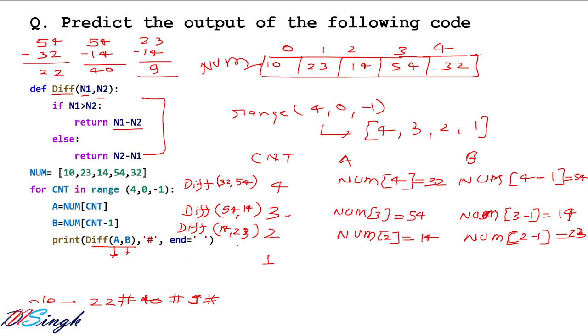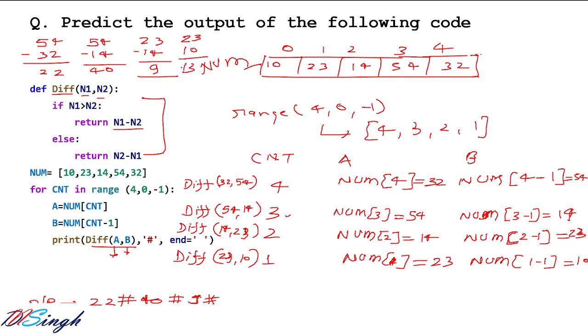After that, for the last call, how will the call look? Diff, and here you will have num of 1, sorry, because the CNT value is 1. So what is at index 1? 23. And num of CNT minus 1 means 1 minus 1, that is 0. What is at index 0? That is 10. So the call will look like 23 comma 10. So what is the difference between 23 and 10? That is 13. So here what is going to be printed? 13 hash.